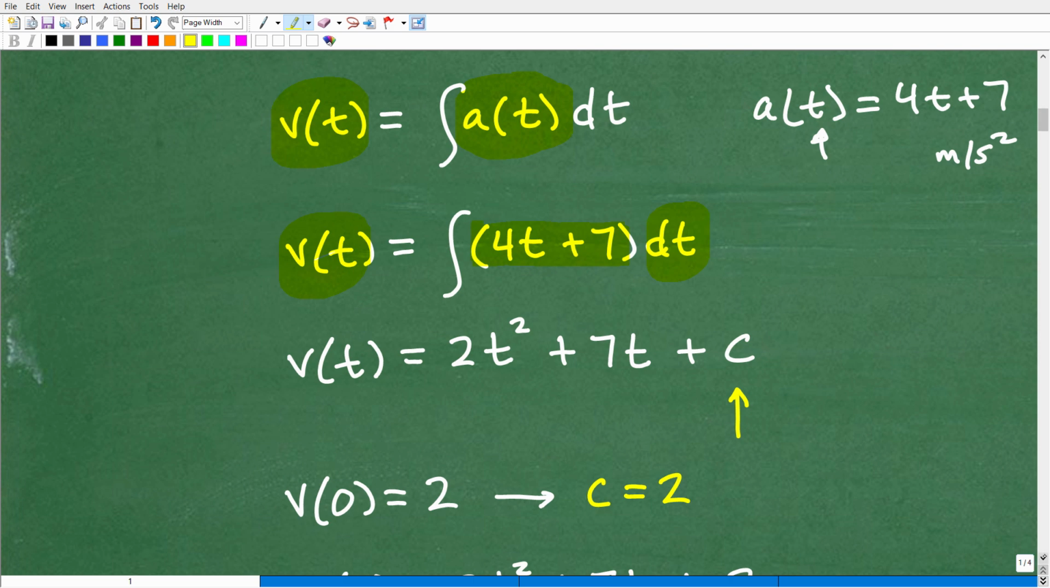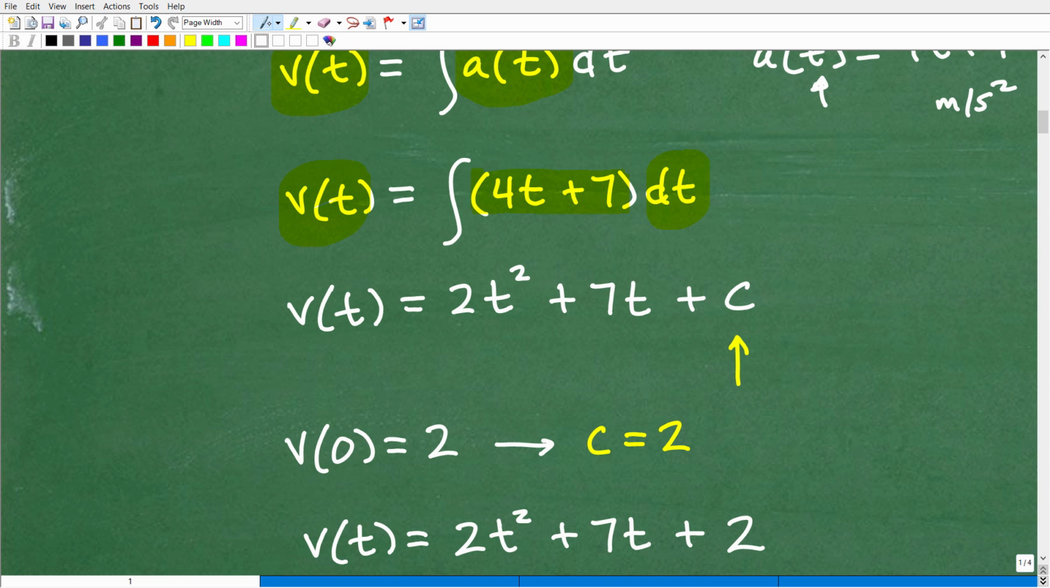Here you got to know how to integrate. Very simple. When I do this 4t, this is t to the first, that's going to be t squared. I'm going to divide by 2, that's going to give me 2t squared, and then here I'm going to have plus 7t.